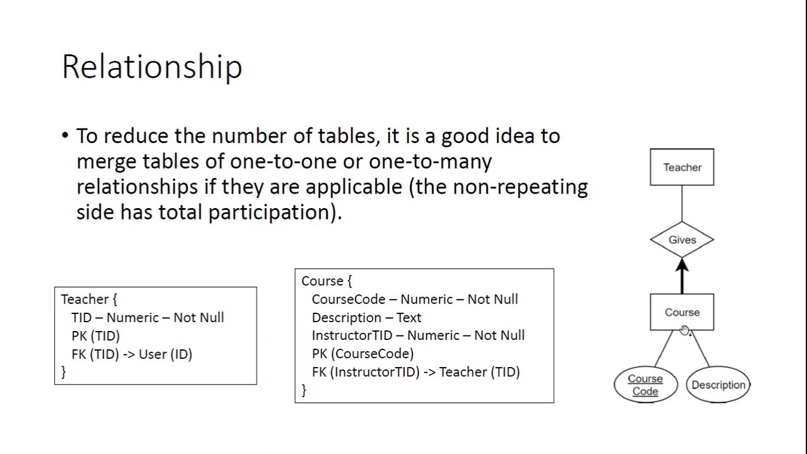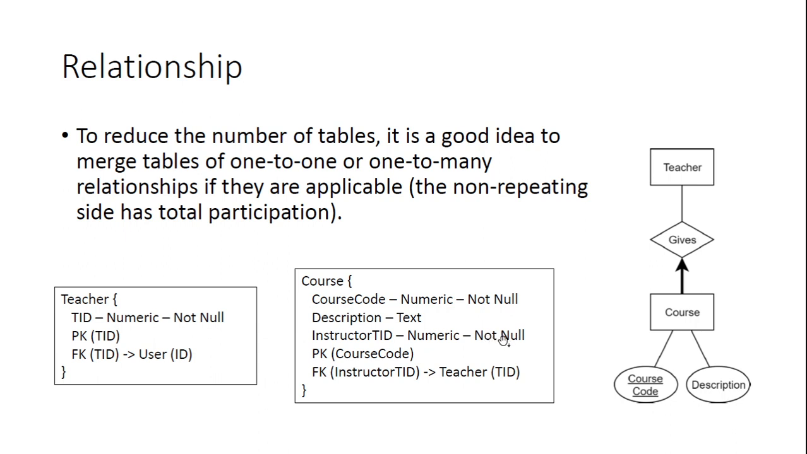Since every course has to be taught by some teacher, we are just keeping the instructor's TID inside the course table. In the course table, our original primary key from the ER diagram was the course code. We have this foreign key instructor TID that is going to refer to a teacher's TID. So we have the teacher teaching that course, and that is going to be not null because of this total participation constraint. Without the total participation constraint, we can still merge these two tables, and then we need to leave this not null keyword out.